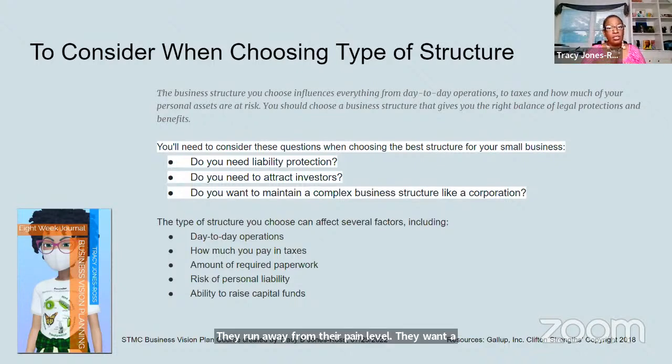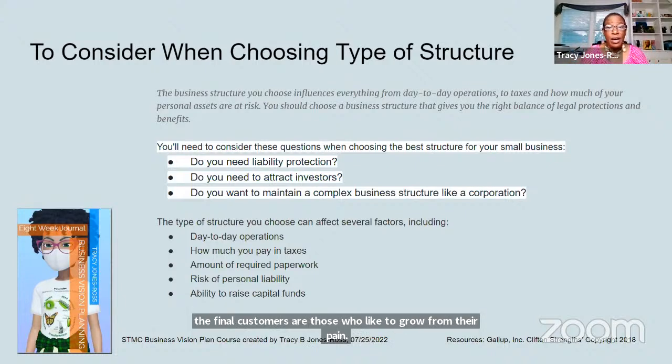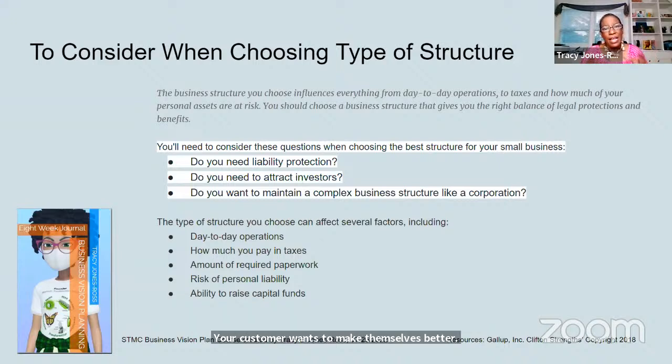What are you offering them to distract them from their pain level? Then the final customers are those who like to grow from their pain. Your customer wants to make themselves better. How is your product going to make them better? There are 3 types of customers, and we're going to cater to all 3. So you found that out.